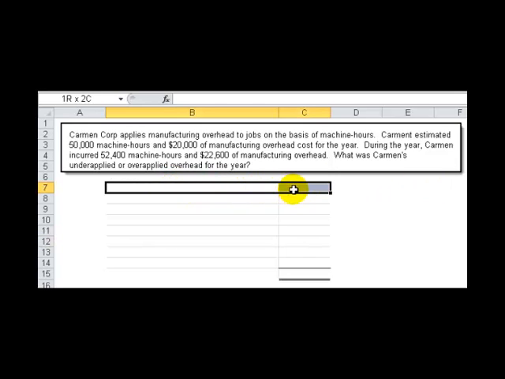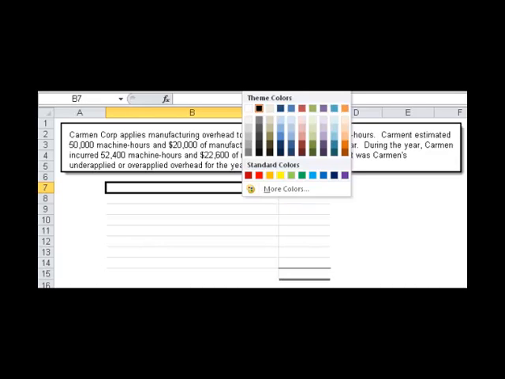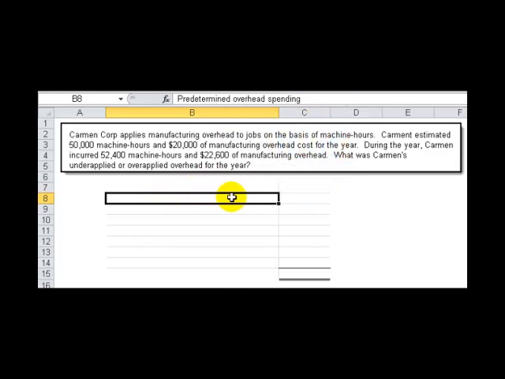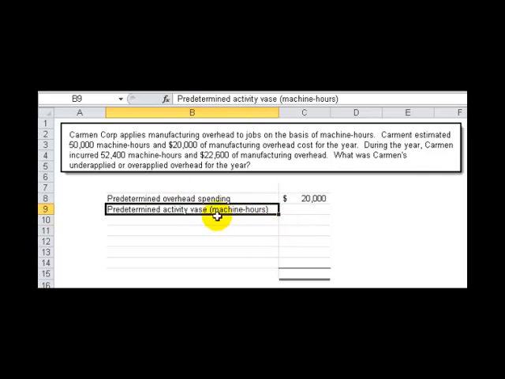Okay, well, I worked this ahead of time to save some time, so let me just bring it to light. What we're going to do is list some data that we know. The predetermined overhead was $20,000. Then we want to determine the predetermined activity base. By the way, I use the term overhead spending to refer to total overhead dollars. Sometimes that's how it's used.